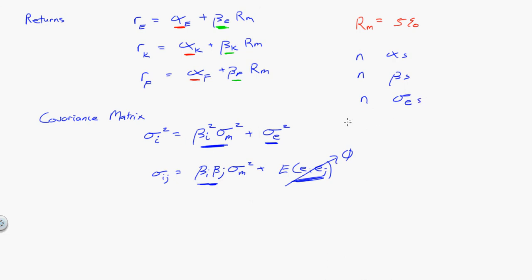And I need to have one estimate of the market risk premium and one estimate of the variance of the market. So I need to have 3n plus 2 estimates. So if I have 100 stocks, I need to have 302 estimates.